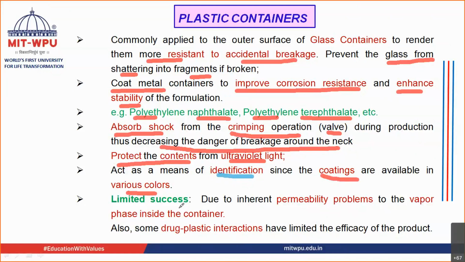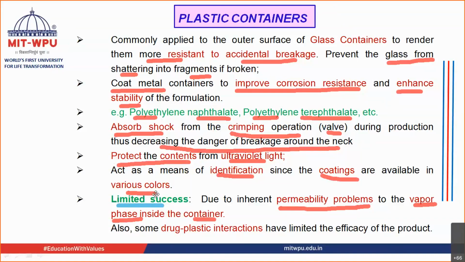Now this plastic container as such, coating is very common, but the container as such has a very limited success, because these propellants, or the vapors that are present inside, are permeable to this plastic. Because of this permeability problem of the vapor phase inside the container, this plastic container as such has a very limited success. For coating, they are very widely used, but as a container, it has very little success. So you won't find plastic containers as such being used for aerosols.